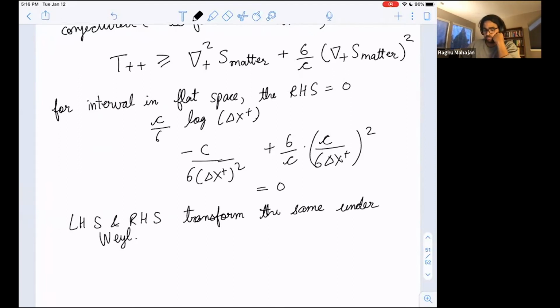And T++ changes under Weyl transformations because of the conformal anomaly. And the right-hand side changes because S_matter had this negative c/6 log omega that we have been talking about throughout these lectures. So both of them have some dependence on the Weyl factor omega, and it's exactly the same. So this is a natural inequality to write down.